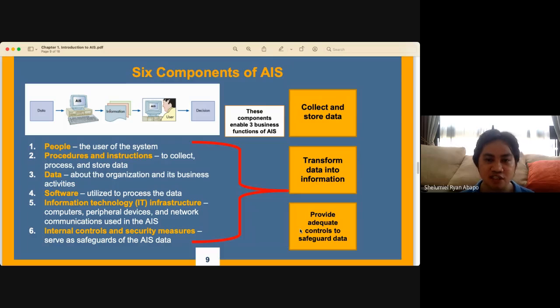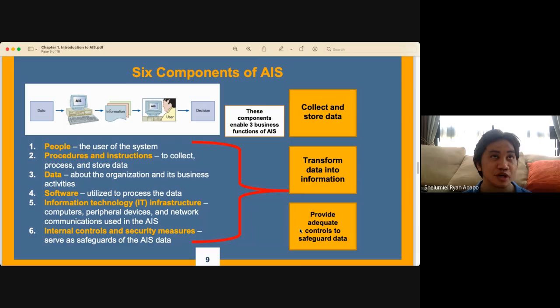Now, these 6 components enable 3 business functions. The business functions in an accounting information system will be to collect and store data. That's the first one. Once you've collected the data, you store it. And second is to transform this data that has been stored into information and to provide adequate controls to safeguard this data.